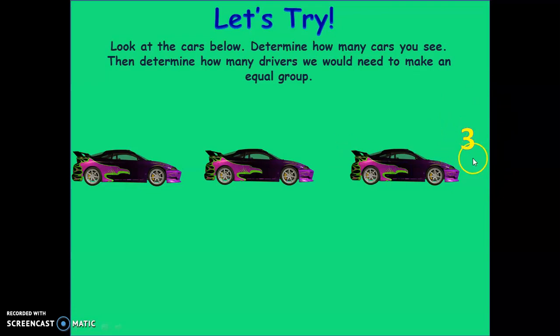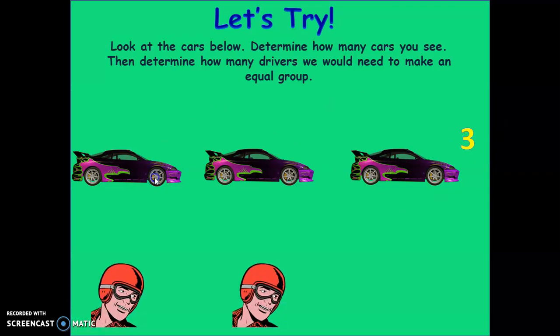If I had less than 3, so if I had a group of 2, only this car and this car would have a partner. This car would not. So that tells me that my group needs to be 3. 1, 2, 3 to make it equal. So 1, 2, 3 drivers. And we're going to line them up with our arrows to make sure that they are equal. 1, 2, 3. 3 equal groups.